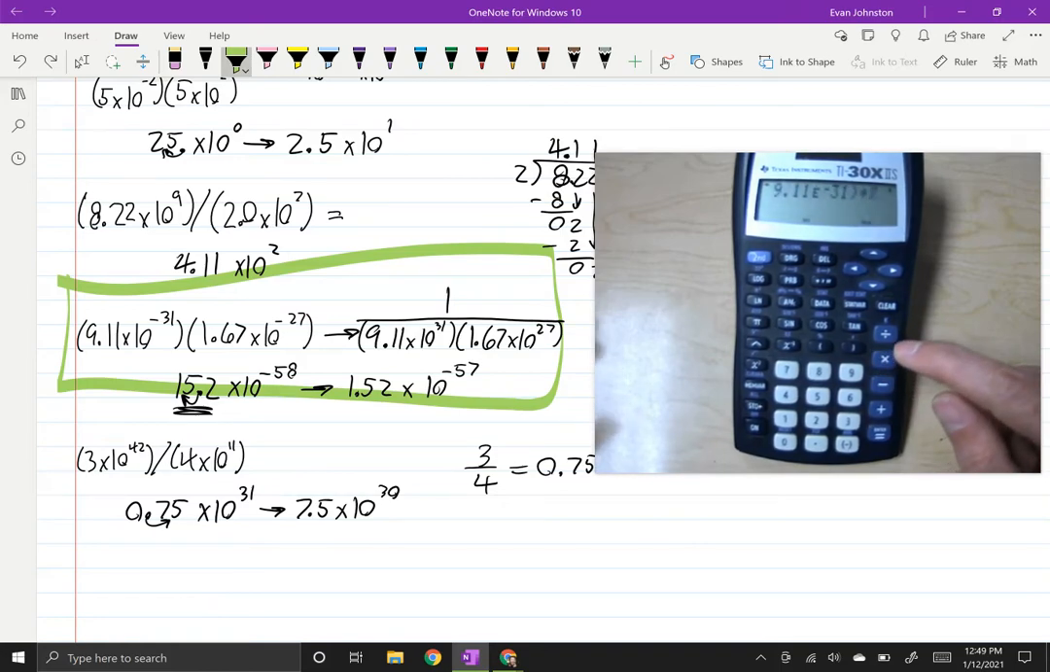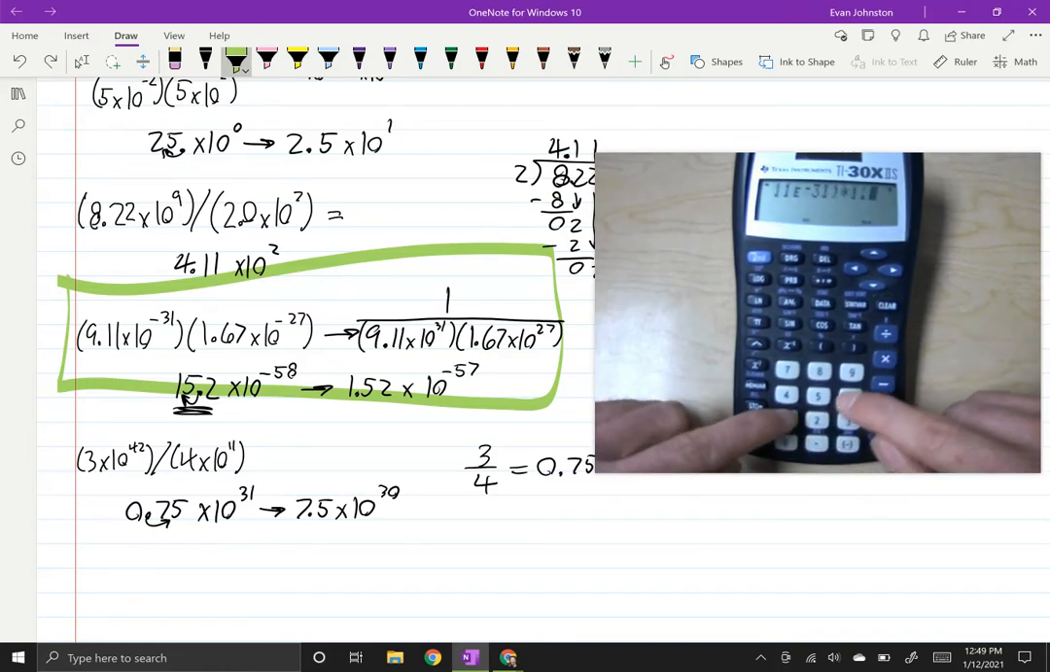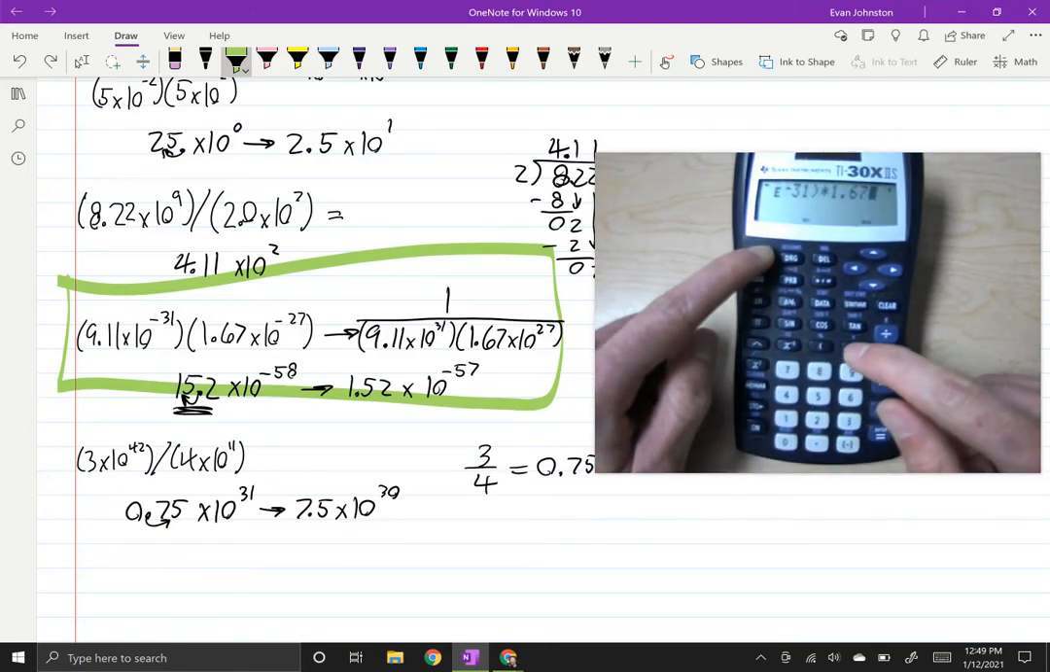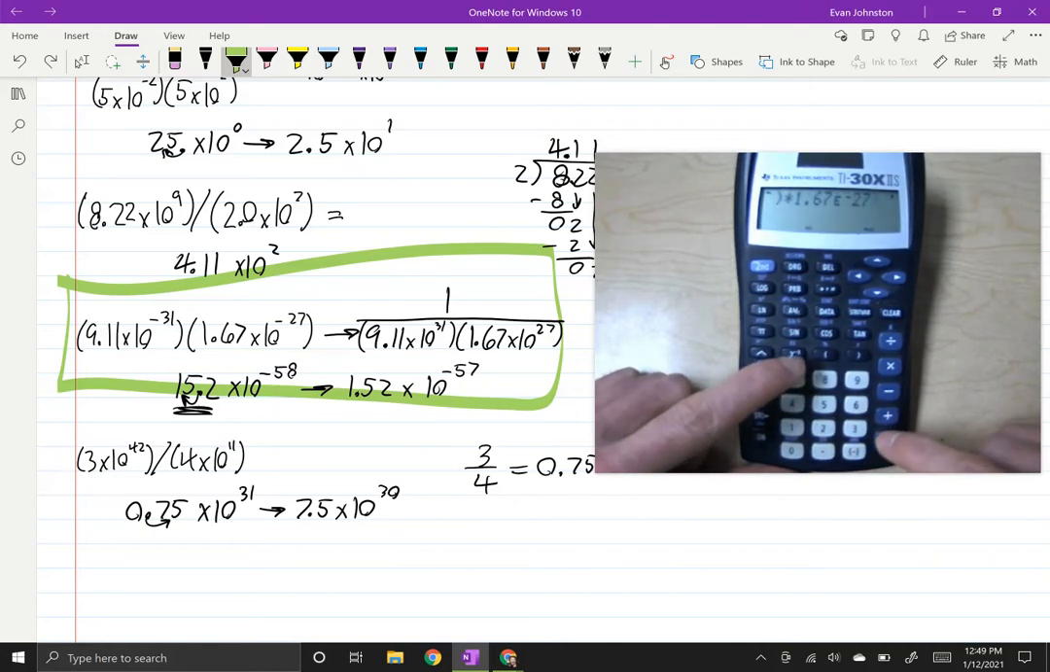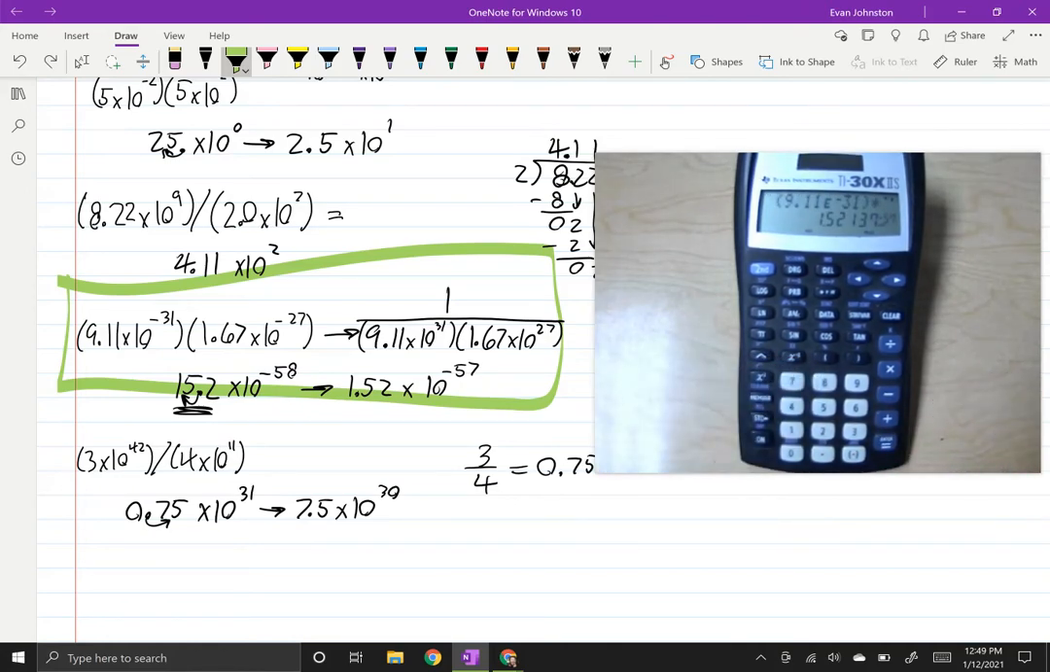And then you'd multiply it by our 1.67 times 10 to the negative 27th power. And we end up getting just what we expected. 1.52, they give us more significant figures than we actually should be keeping. 1.52 times 10 to the negative 57. So it all works out, and that's how to do these on a calculator.